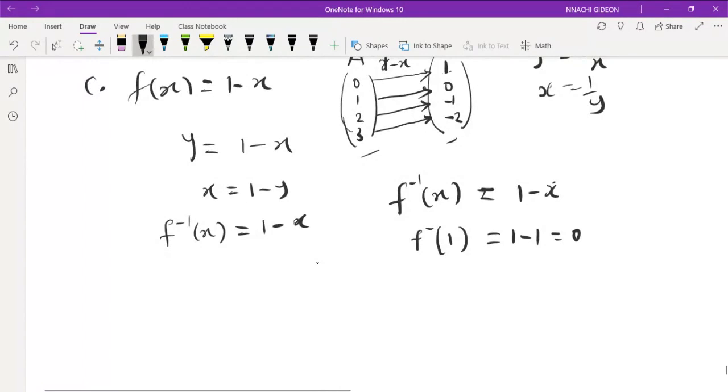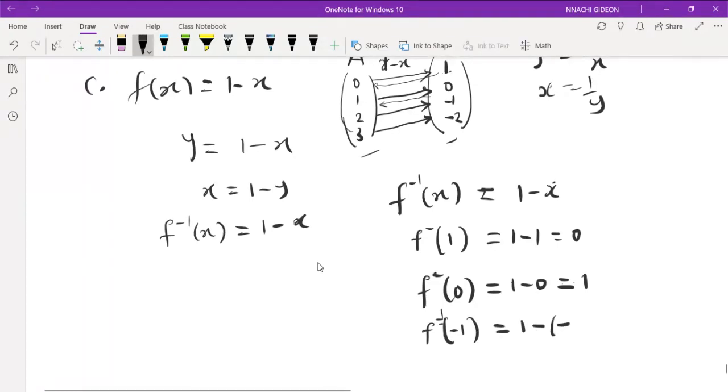You see things are working for us. If I now take the inverse for this 0, I'm going to have 1 minus 0 equal to 1, which undoes this one. Now if I take the inverse of negative 1, I'm going to have 1 minus minus 1, which is 1 plus 1, equal to 2.